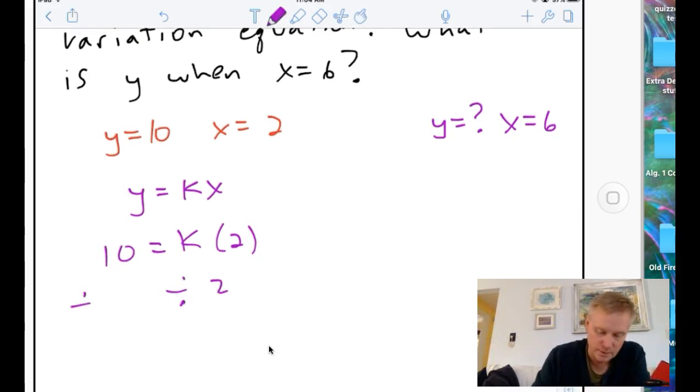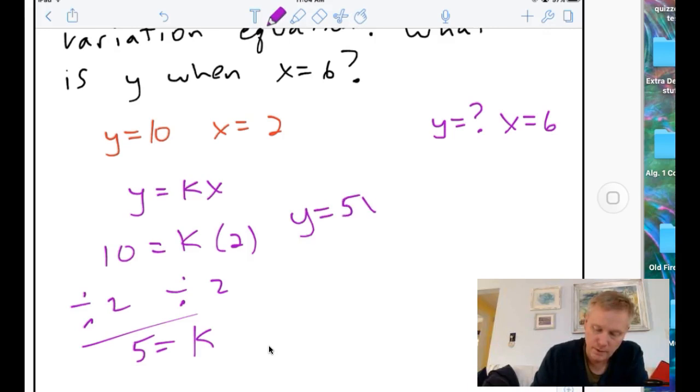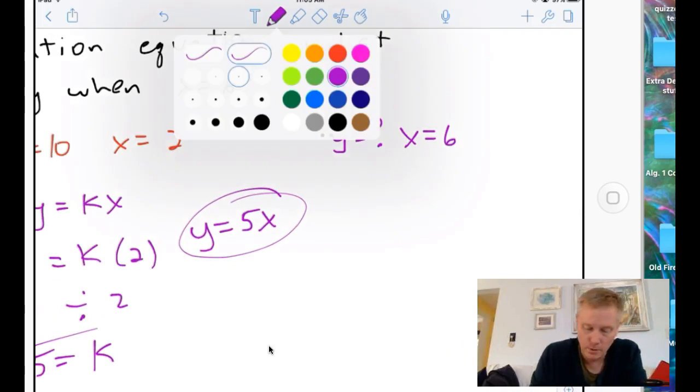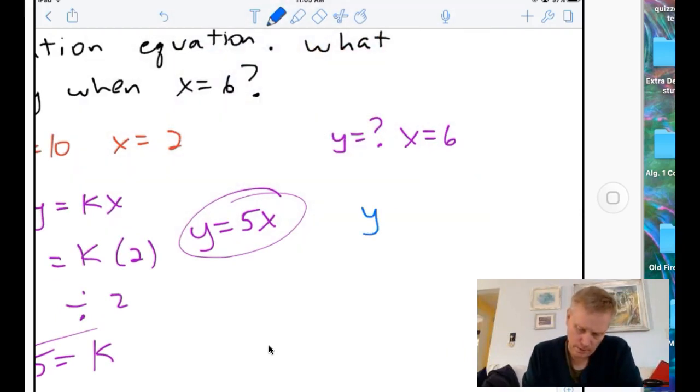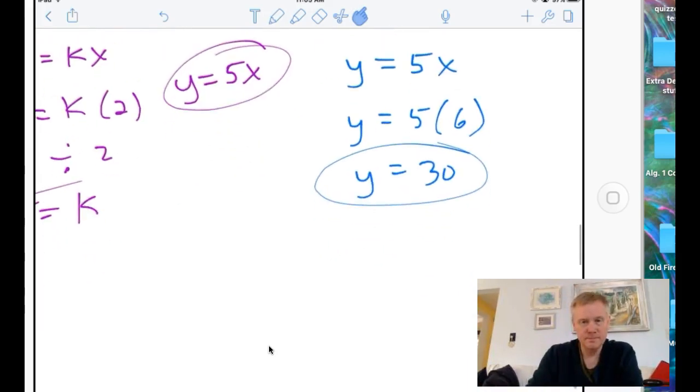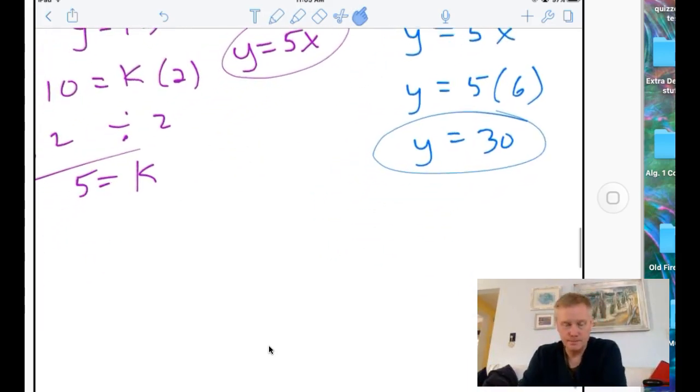So if I divide both sides by 2, I get k equals 5. So my equation is y equals 5x. That's the first answer. And then over here, I'm going to figure out what y is when x is 6. So y would be 30 when I plug it in. Okay. And there it is. If you have questions, please write them down, bring them to class. Love to see more questions in class.